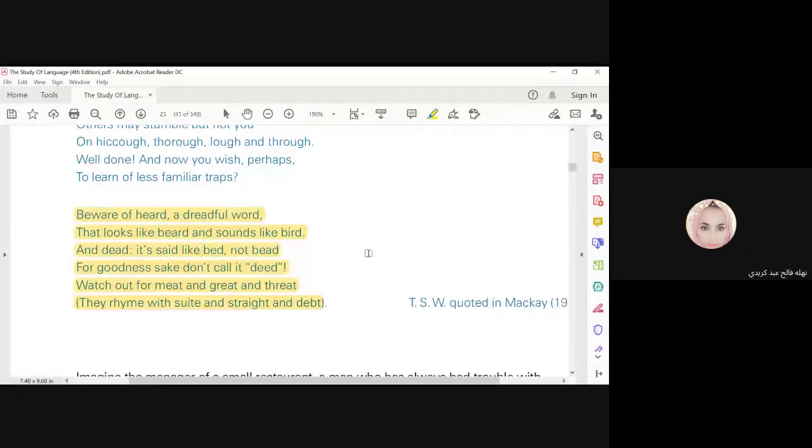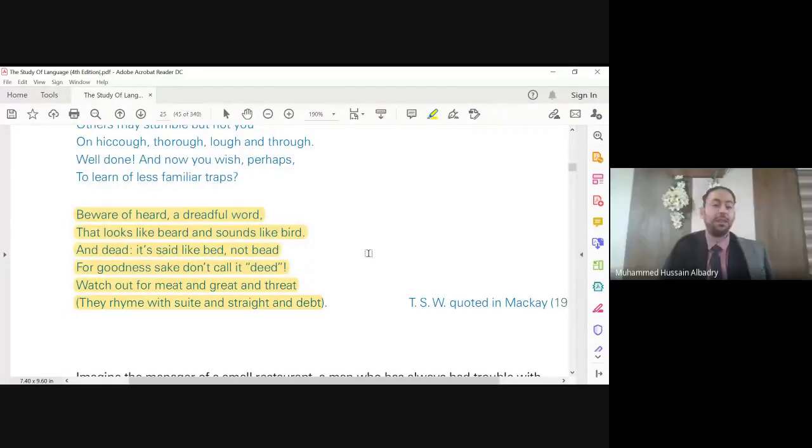Beware of her, a dreadful word that looks like bird and sounds like bird. Indeed, it's said like bird, not bad. For goodness sake, don't kill it dead. Watch out of meat and great and threat. They rhyme with sweat and straight and deep. Okay, thank you.